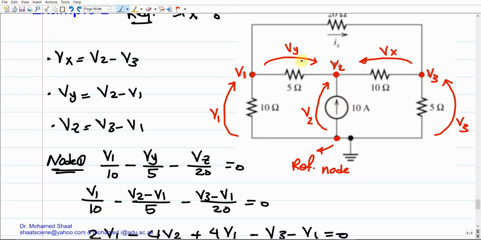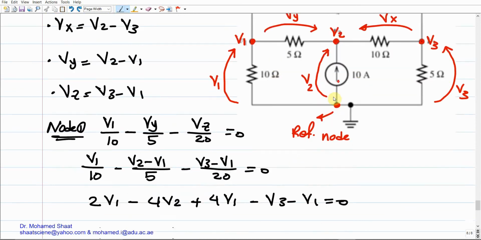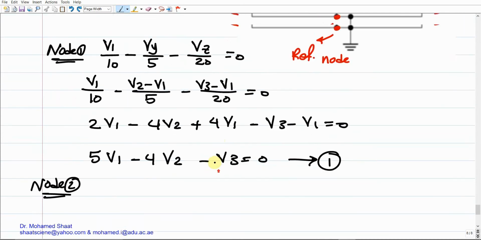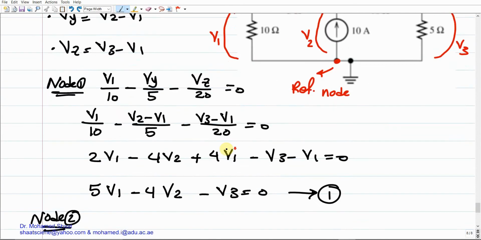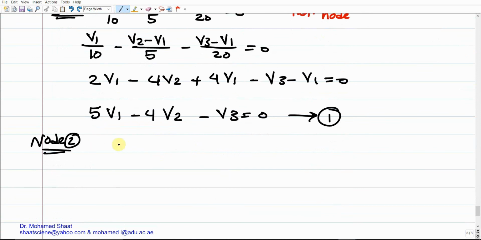So you're just going to substitute the 10 amperes as positive because it enters the node. Vy also enters the node, so it's going to be Vy over 5, and Vx over 10 also enters the node. So we end up with the Kirchhoff current law for node 2 as Vy over 5 plus Vx over 10 plus the 10 amperes. It should be positive, it goes into the node, equals 0.